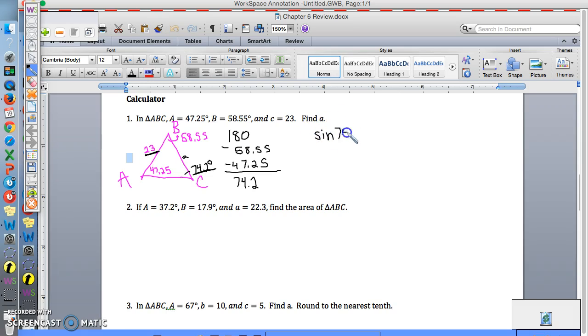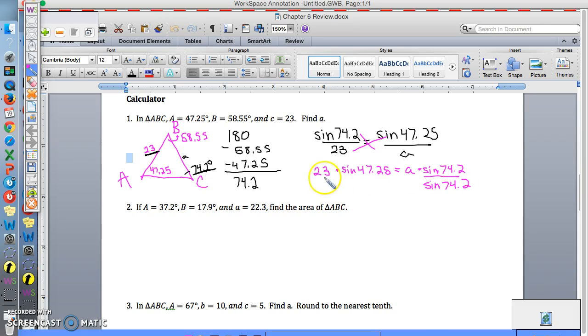So the sine of 74.2 over 23 equals the sine of 47.25 over little a. We can cross multiply here, so we end up with 23 times the sine of 47.25 equals a times the sine of 74.2. And then to solve for a, we divide each side by the sine of 74.2. And you should end up with a equaling 17.55.